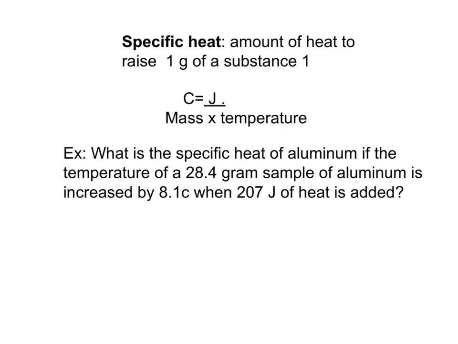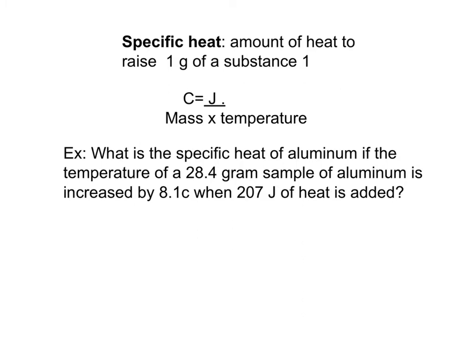Specific heat is the amount of heat to raise 1 gram of a substance by 1 degree Celsius. It's unique to each substance on a data table. In the equation, C equals J over grams times Celsius, where C is the specific heat, J is joules, mass is grams, and temperature is degrees Celsius.